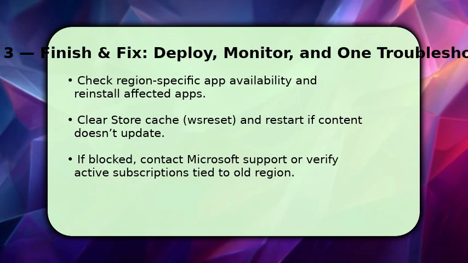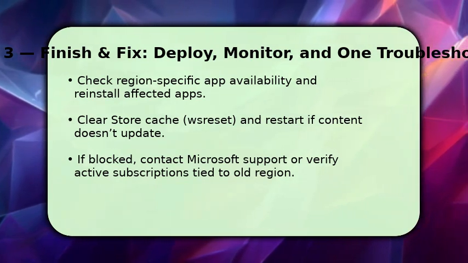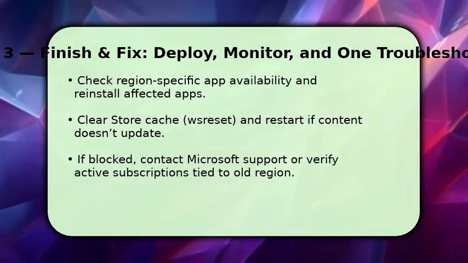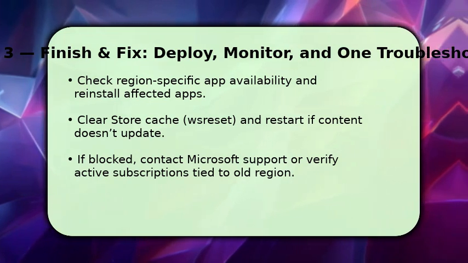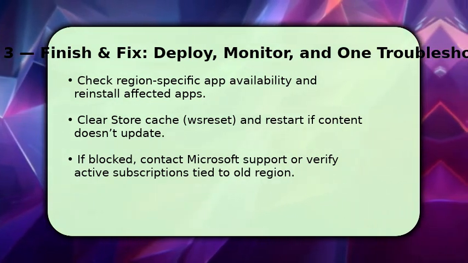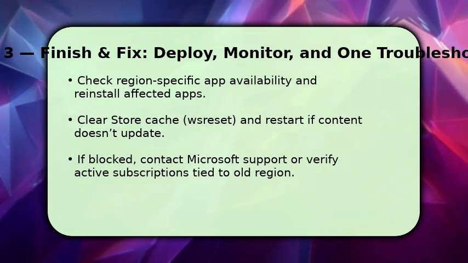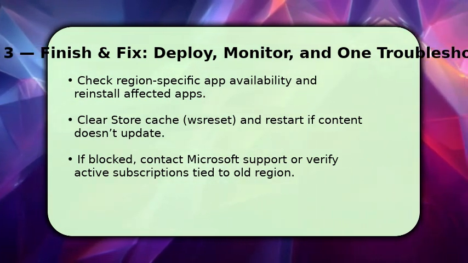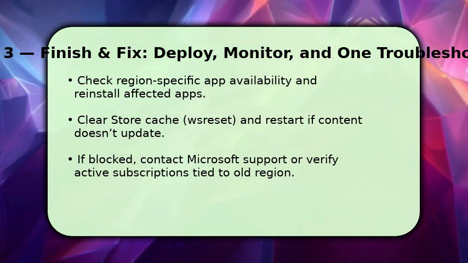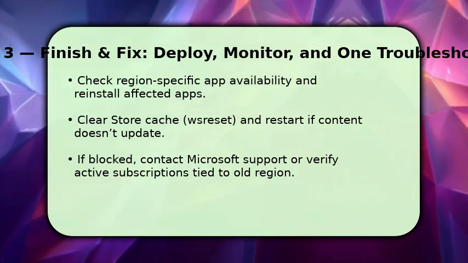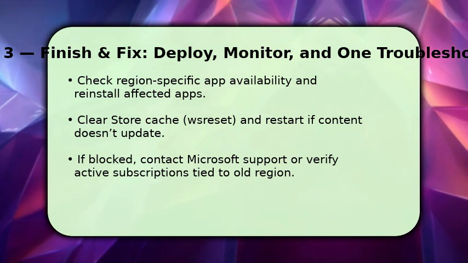Finish by verifying the store reflects the new region and reinstalling any apps that changed availability. If content still shows the prior country, run WSReset to clear the Microsoft Store cache and restart Windows. This refreshes regional metadata. Make sure subscriptions and Xbox or Office ties aren't preventing a switch. They can lock region until canceled.